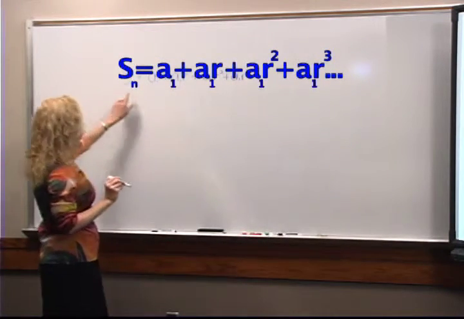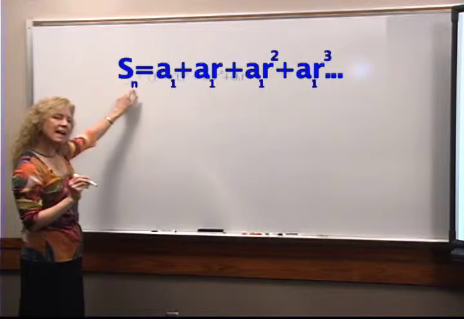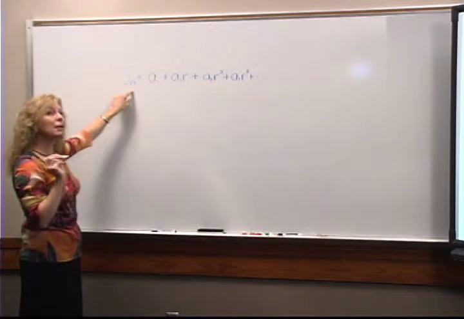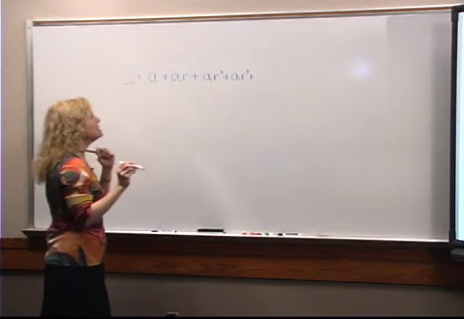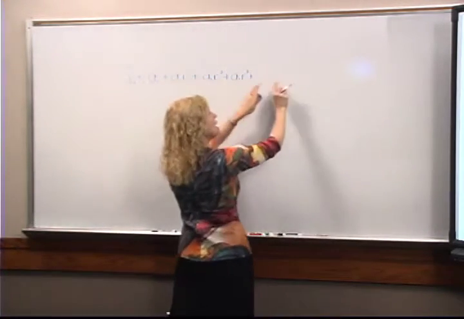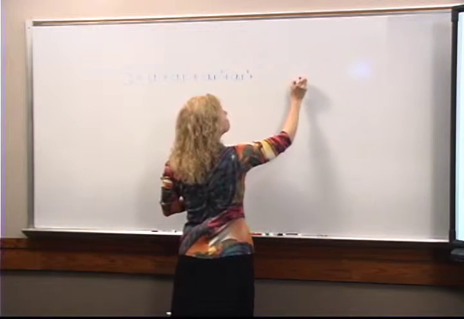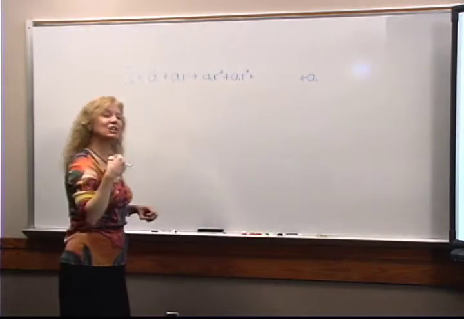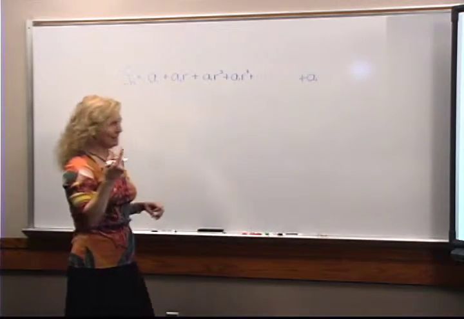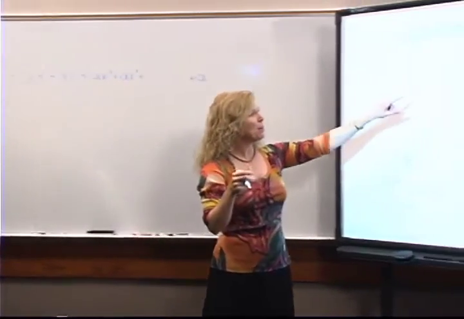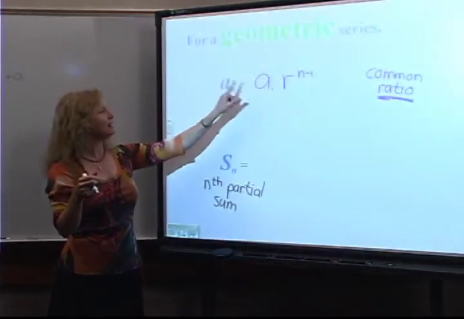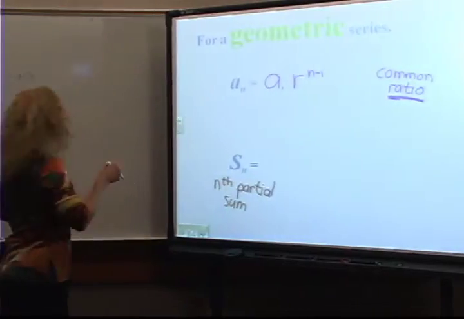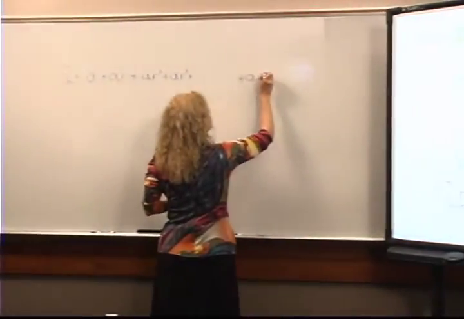Okay. Now remember, how many terms am I adding up if this subscript is n? I'm adding up n of them. So what is the nth term? I'm going to leave myself some space here. To get to the nth term, well, you know we can reason it all out, but we also just wrote down how to find the nth term. It's a sub 1 r to the n minus 1.